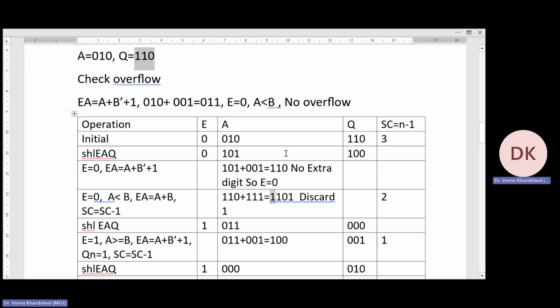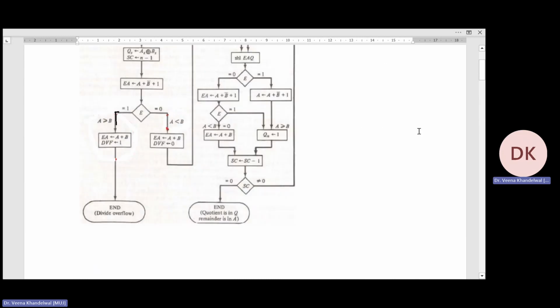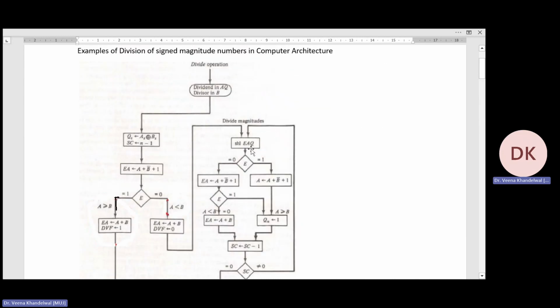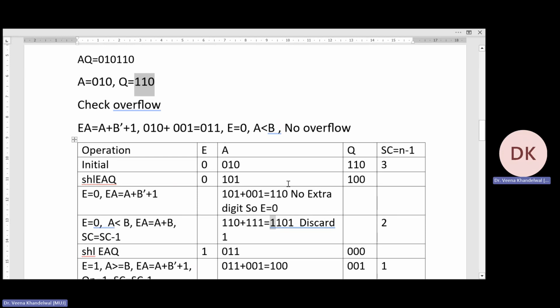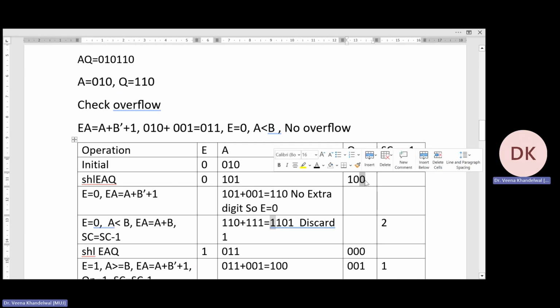Now, first of all, according to the algorithm, we perform the shift left, and then compute the value of E. Depending upon the value of E, we proceed further. So let us first perform shift left and find what the value of E is. When we perform shift left, this 0 is moved here, this 1 is moved to this place, and we add an extra 0 here. So this is shift left. After performing shift left, we find that E is equal to 0.